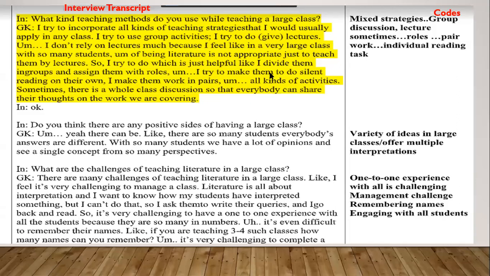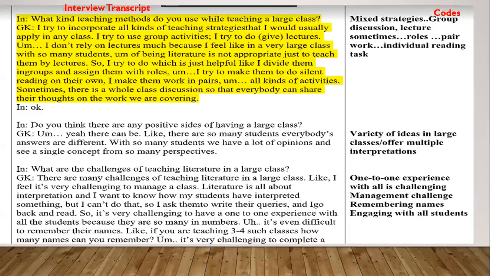All right, so let's take a look at the transcript. Okay. So the interviewer asks, what kind of teaching methods do you use while teaching a large class? Okay. And then the respondent talks about a lot of different teaching strategies. She says that I try to incorporate all kind of teaching strategies that I would usually apply in any class.